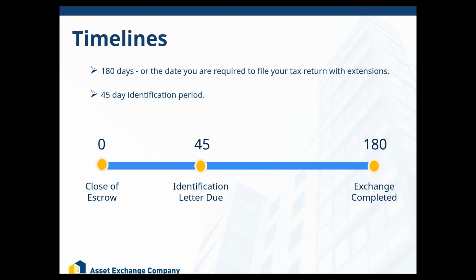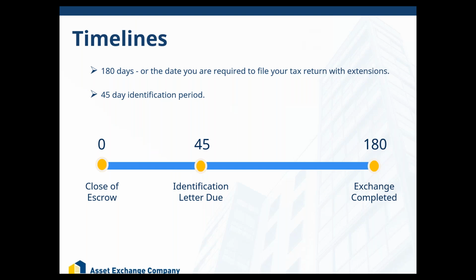Now, the first 45 days of the 180 days is what's referred to as the identification ID period. What exactly does that mean, right? What that means is you must identify any potential property or properties you want to buy, all right? None of those properties that you identify even need to be under contract, right? You just have to identify any potential properties you want to purchase.